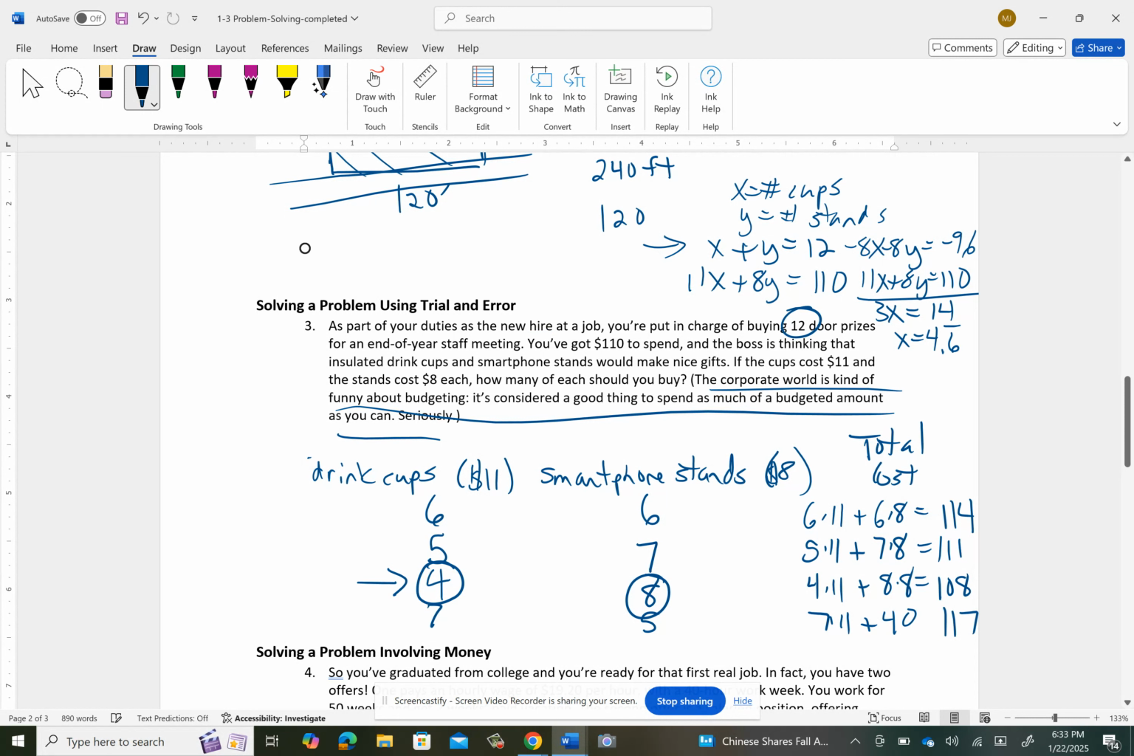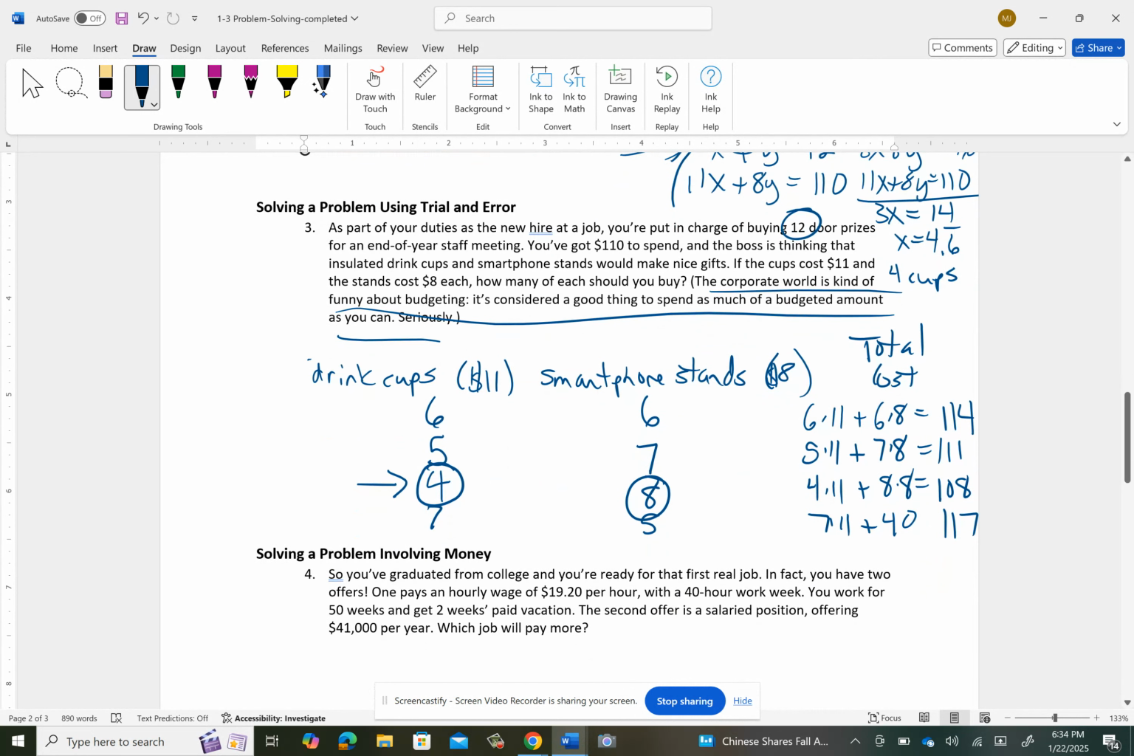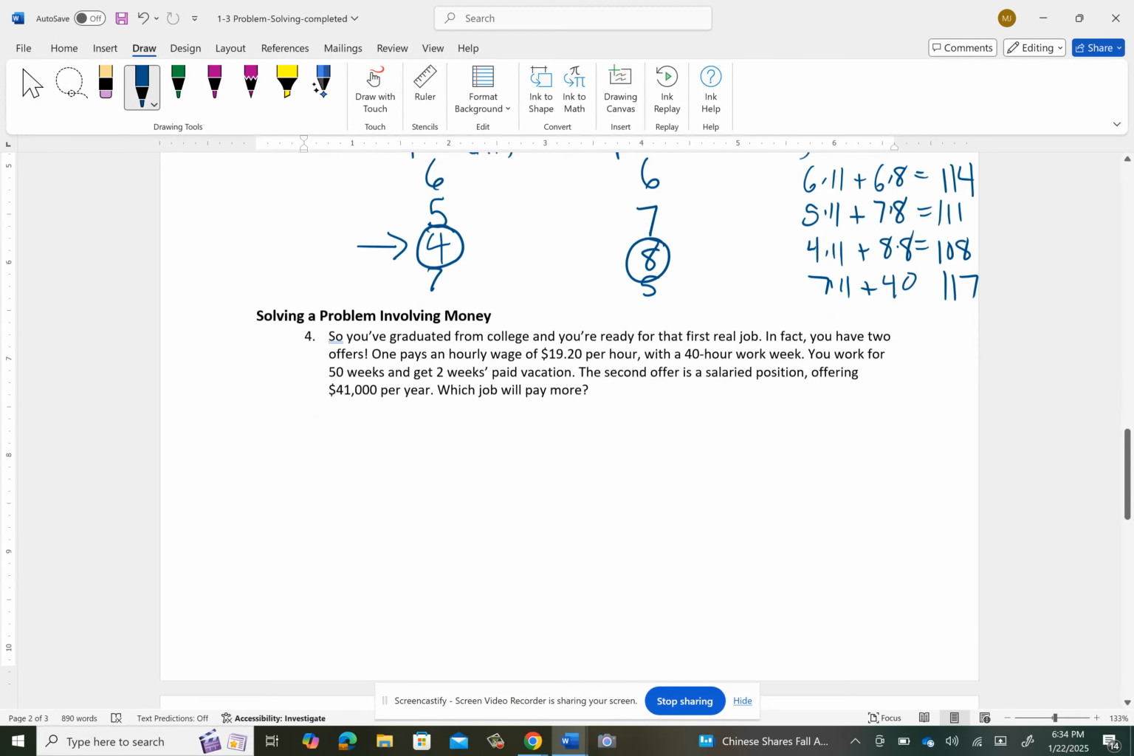4.6 repeating. And I can't go over budget, so that's why it turns out to be 4 cups and then the 8 smartphone stands. Okay, this idea right here is using algebra, and you don't really have to be able to do that. But once you know algebra, sometimes it's hard to feel confident about your answer when you're doing trial and error. Okay, but trial and error is a very effective technique. All right, let's try another problem.